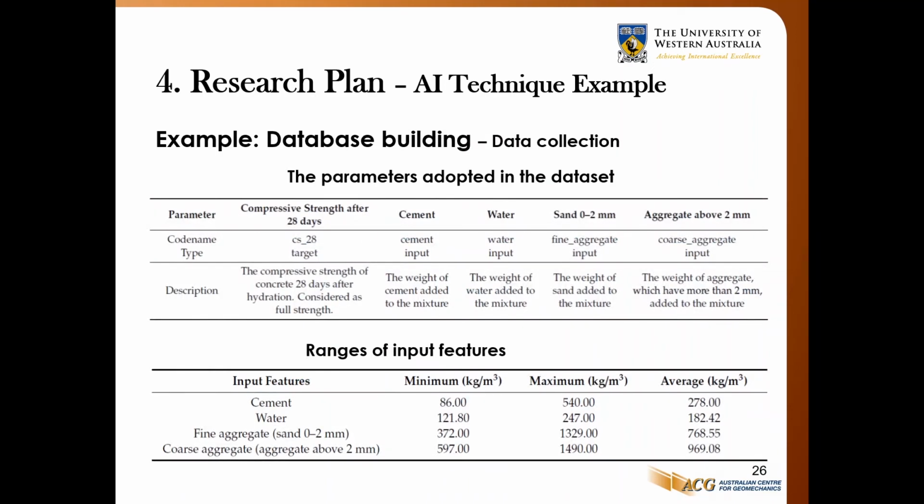For the database building, the first step is to collect the data. They adopted these parameters in the data set, including the compressive strength and the cement, water, sand, and aggregates. They put the compressive strength as the output parameter, and the other four as the input parameters, because we need to build the database and develop the model. And these are the ranges of the input features.